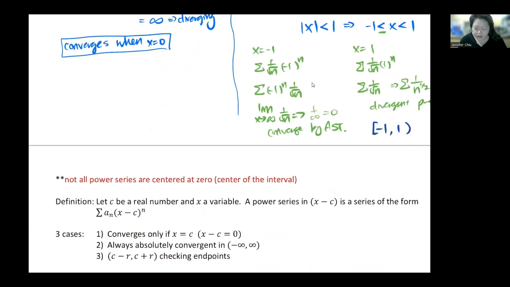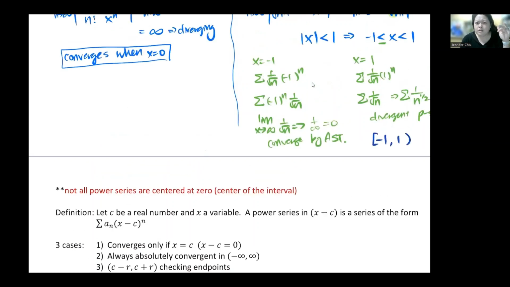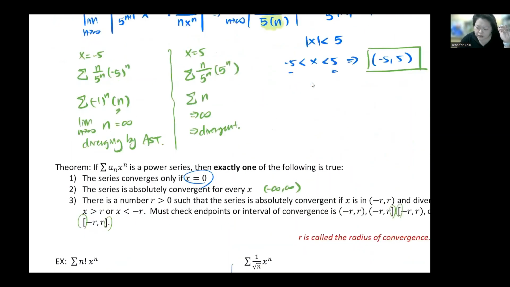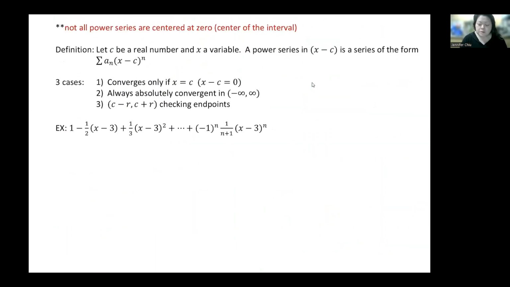Okay? All right. So now this says not all power series are centered at 0, the center of the interval. So meaning that, look at our interval here, right? 0 is in the center of this, and 0 is in the center of this. So what happens if we shift it a little bit? It just means that the number line got shifted a bit, right? So what are we going to do? That x minus 3 is going to play a little bit of a role in here, and you're going to see how that affects my final answer.